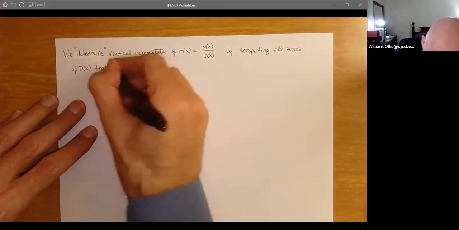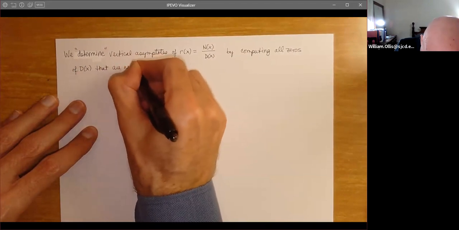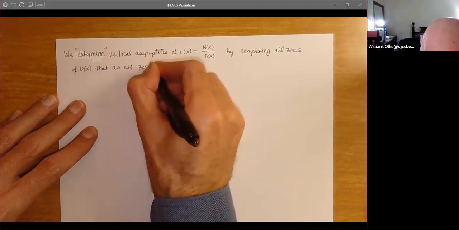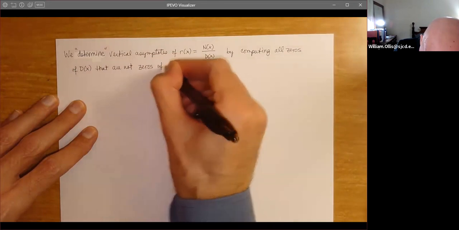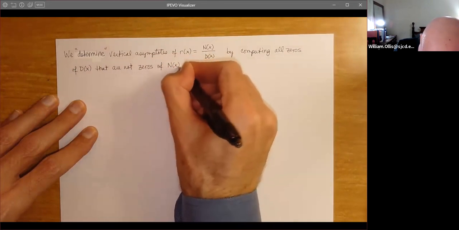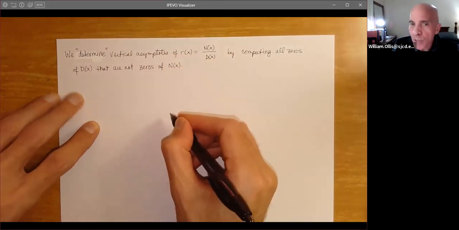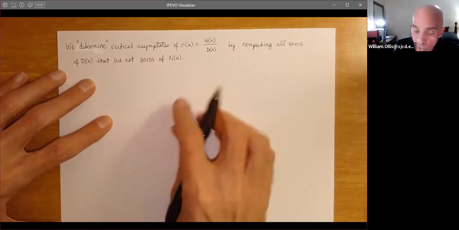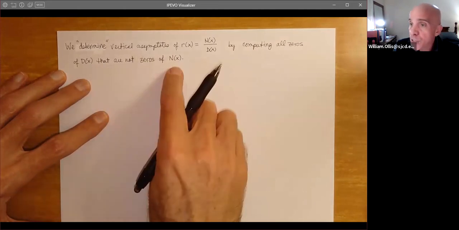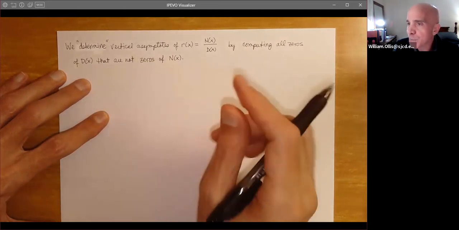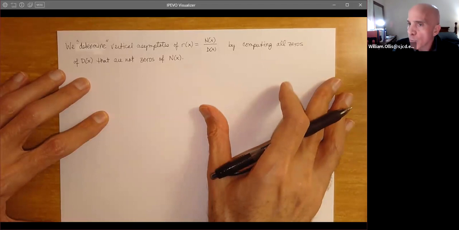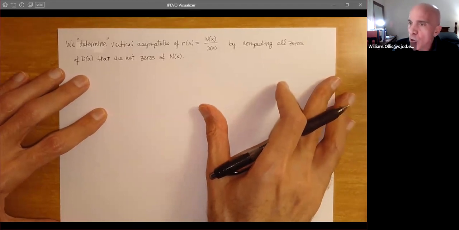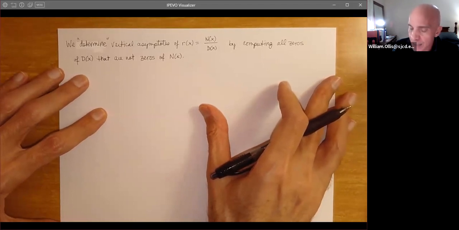that are not zeros of N of X. So basically, it's like we're doing a domain calculation, but we're not interested in zeros of D that are also zeros of N, because that would just be a hole in the function. And we've already talked about that. So we're only interested in the isolated zeros.